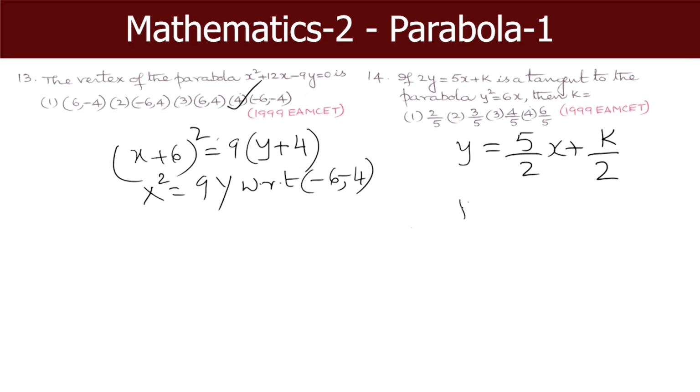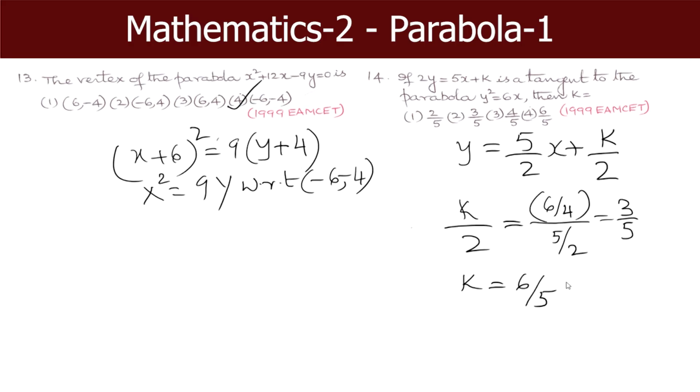It is tangent to the parabola if and only if k by 2 equal to, or c equal to a by m. A is 6 by 4, by m is 5 by 2. That is 3 by 5. Or k equal to 6 by 5. That is the value of k.